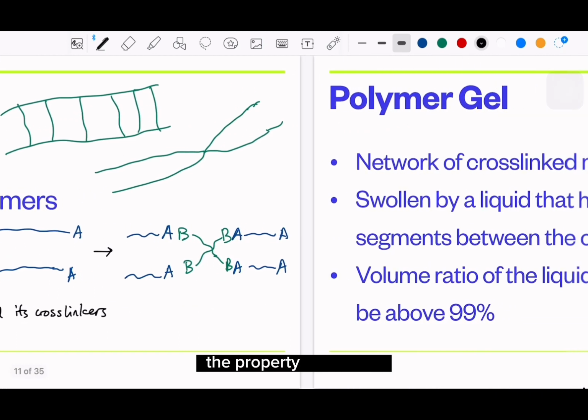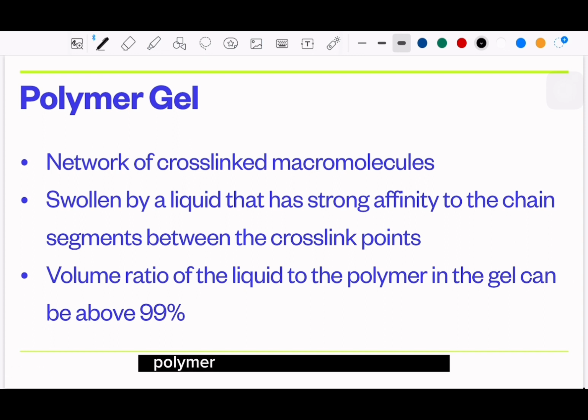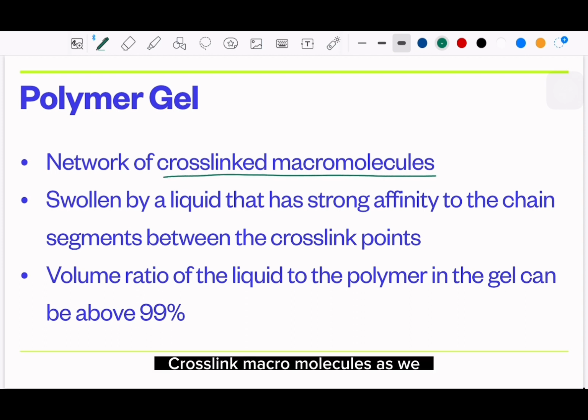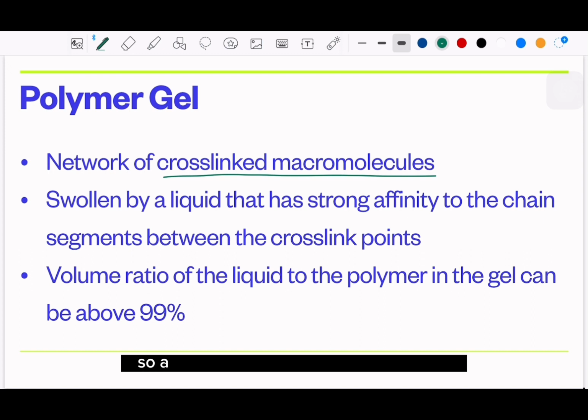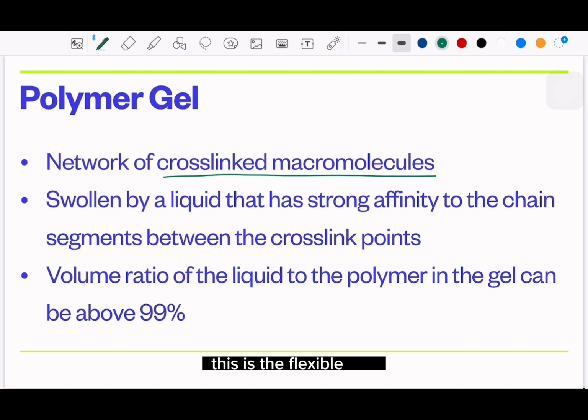the properties of the gel, or maybe some definition first. So a polymer gel is a network of cross-linked macromolecules, as we see from the definition before. And we can say it's called swelling, or that it is swollen by a liquid that we put into the solvent. The one that is absorbing the water is the flexible one, okay? In between the cross-link points. So it has strong affinity to the chain segments in between the cross-link points. The chain segments mean that it is the flexible one. This is the flexible one.